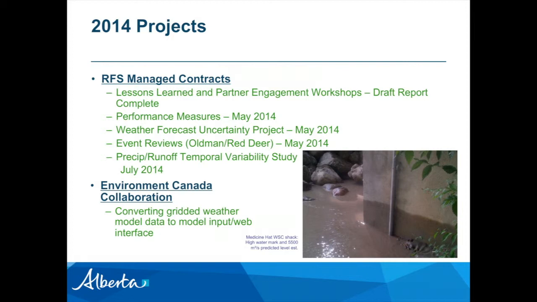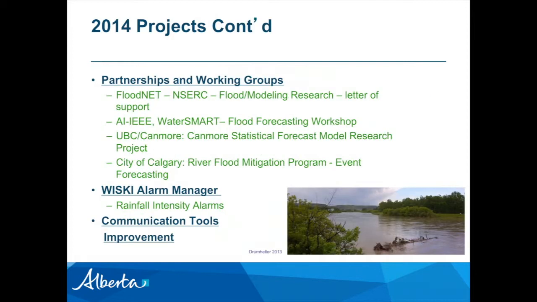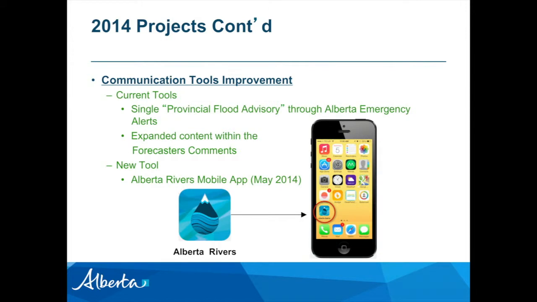So, event reviews, precip runoff temporal variability study. So I basically identify those locations within the province that are prone to the flash flood. Working with Environment Canada on getting their gridded data directly pushed into the database, into the models as well. Different partnerships and working groups. We've got the rainfall intensity alarms that we're initiating this year. And improved communication tools, and I really did want to get to this. So there's a couple of things we can do with the products we have.